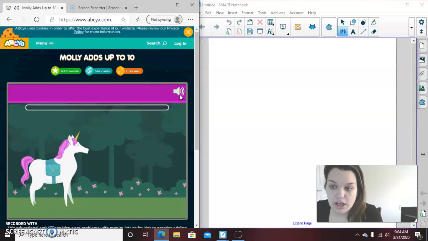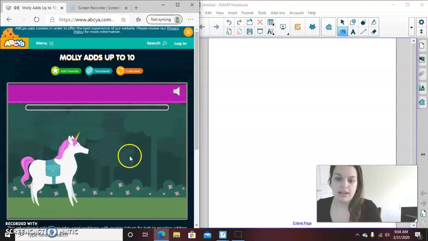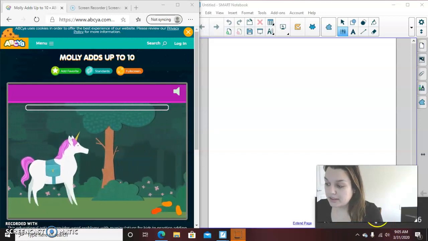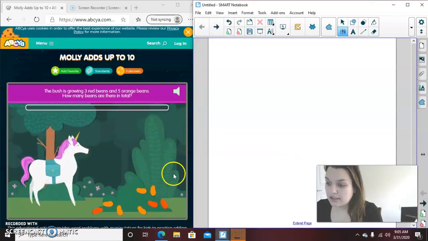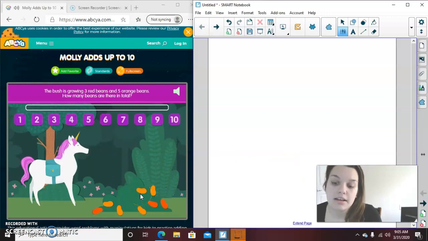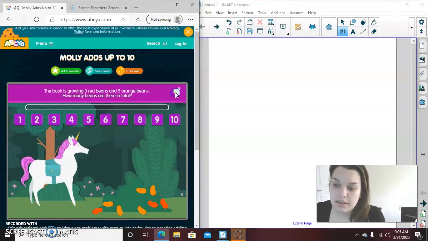The bush is growing 3 red beans and 5 orange beans. How many beans are there in total?